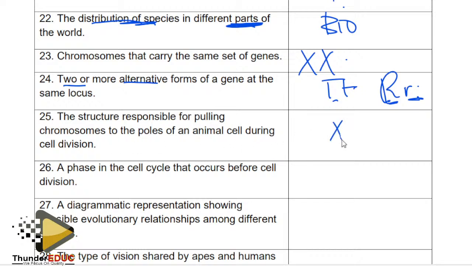The structure responsible for pulling the chromosomes to opposite poles of an animal cell. You remember when you are like this, how do you call that structure which pulls the chromosomes to opposite poles? We call it spindle fibers, they are the ones which pull. Yes.